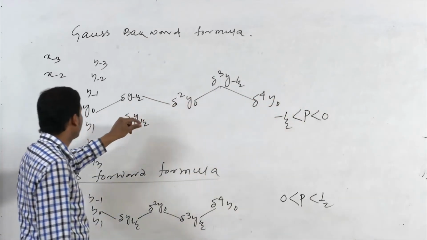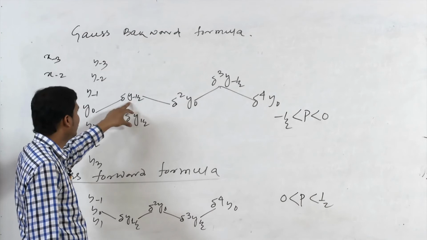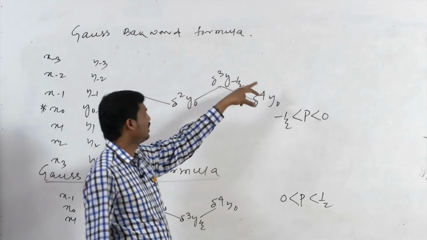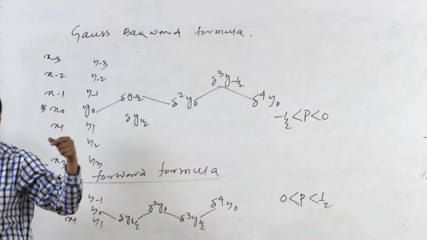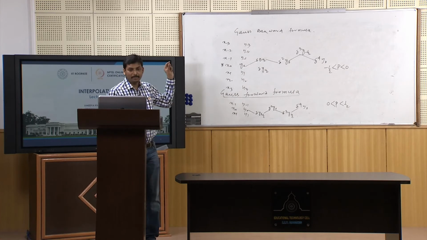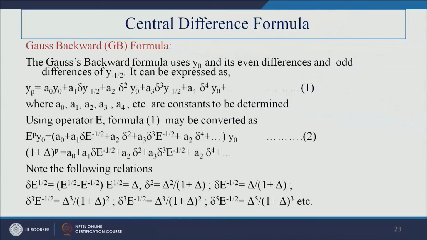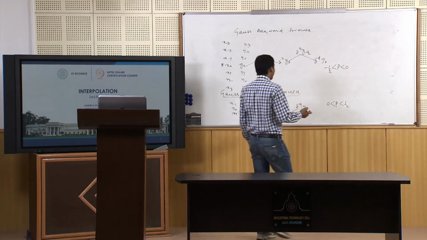And for the odd differences, they are taken at y of minus half. This is the 1st, then this is the 3rd, then again the 5th, and likewise it continues. Our aim, for the derivation of this formula, is to consider yp in the form of a0 y0, a1 delta y of minus half, a2 del square y0, a3 del cube of y of minus half, plus a4 del to the power 4 of y0.